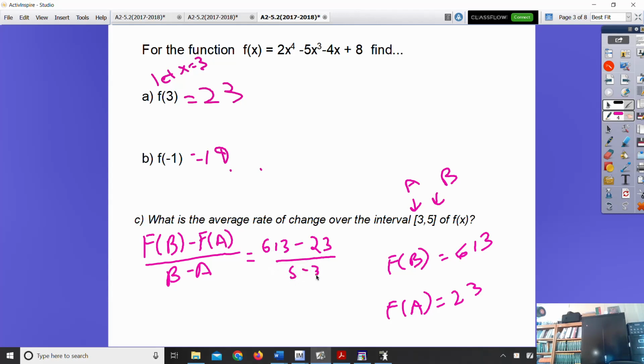Now here's what I want you to do. I don't want you to do any math in your head. I want you to punch that in the calculator. None. I don't care if you know what 613 minus 23 is. I don't care if you know what 5 minus 3 is. Do no math in your head, and punch buttons.